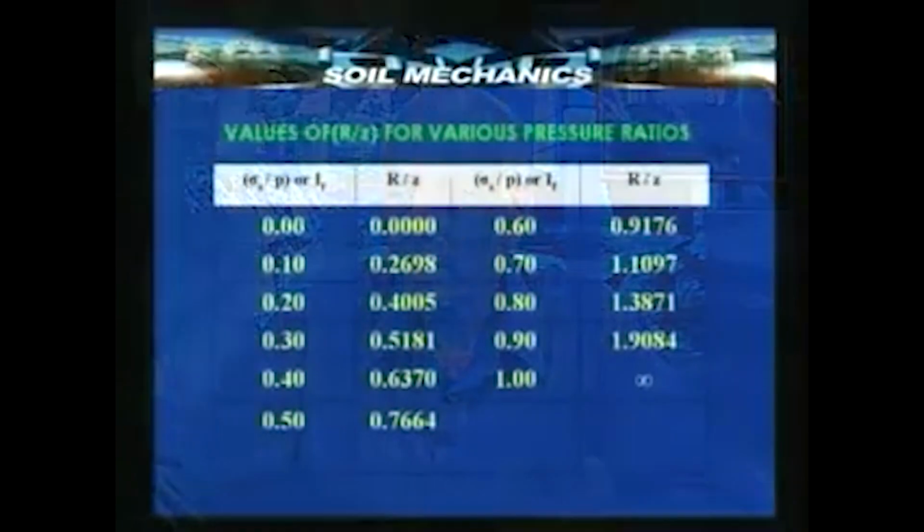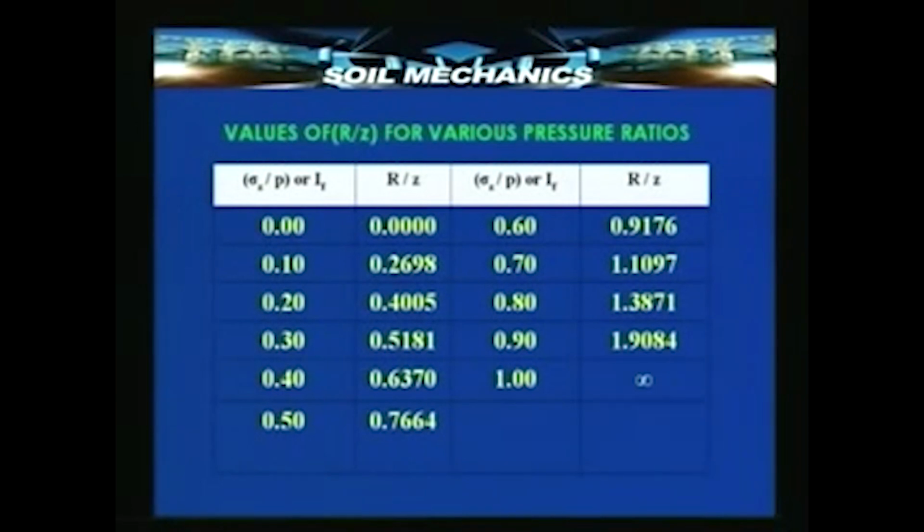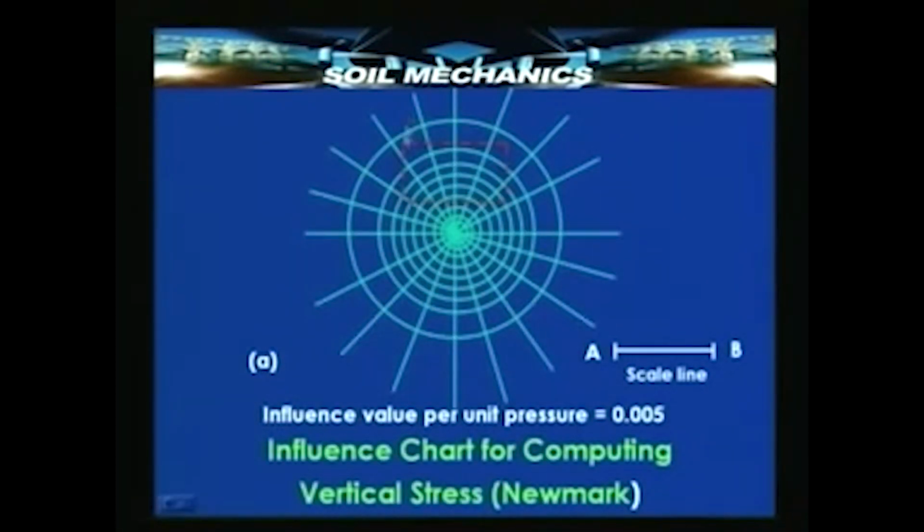This gave an idea to Newmark to represent influence factors in terms of sectoral areas of circles, as shown in the next figure, or the table. This is the table which is used, and this is the chart. This chart gives you, for a predefined depth scale, different R values and corresponding areas with the same influence factor.